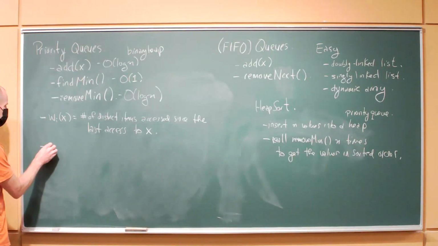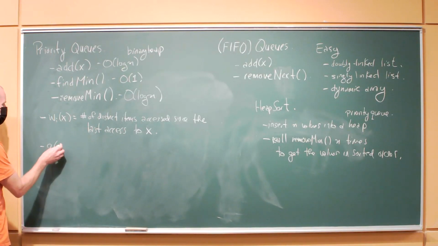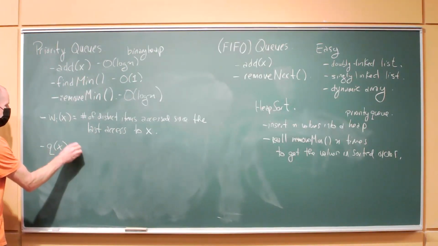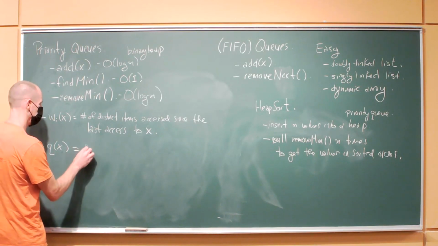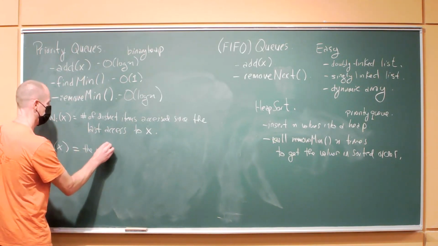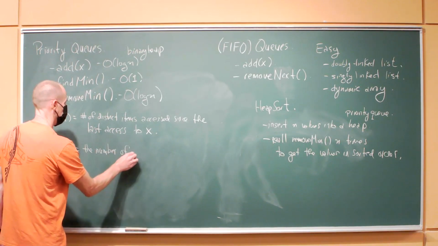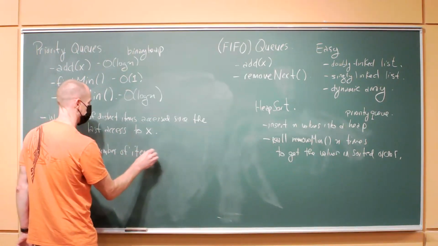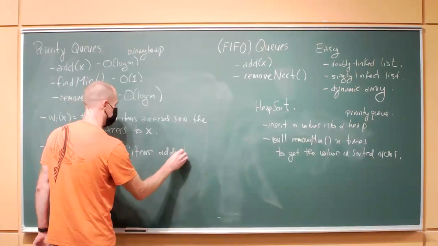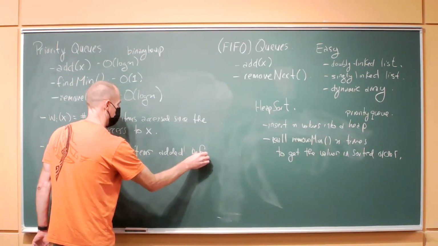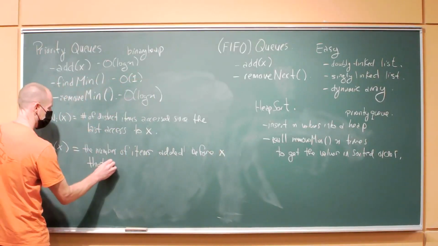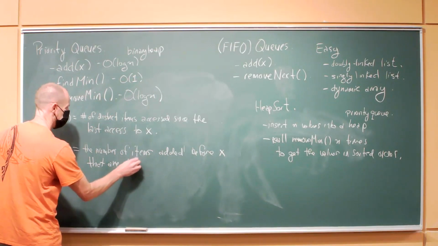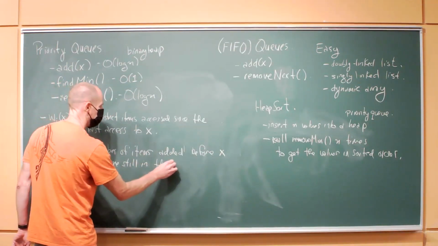So that defines this thing, which is called the Q number of some value, and it's for these priority queues. The Q number of X is just equal to the number of items added before X that are still in the priority queue.